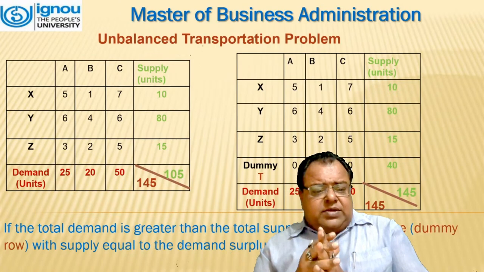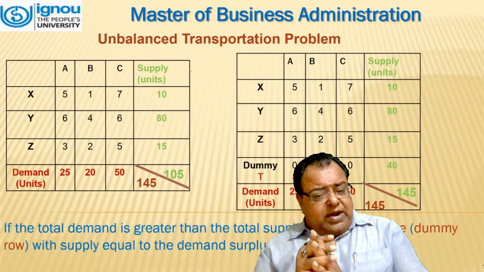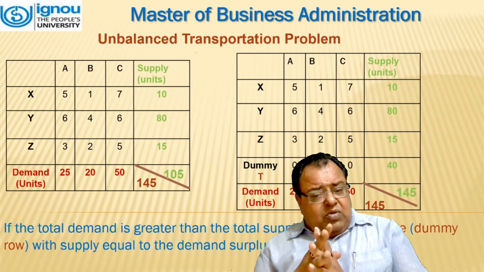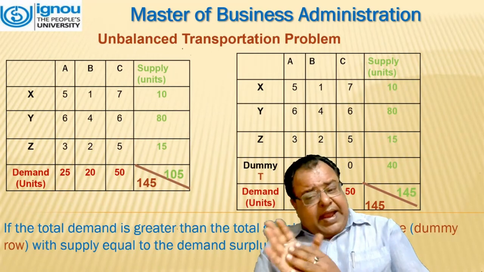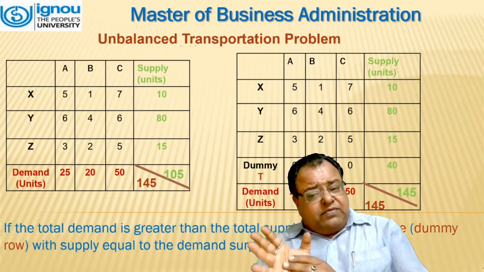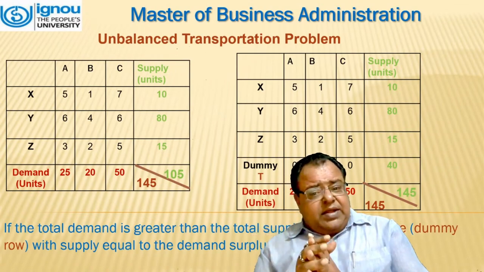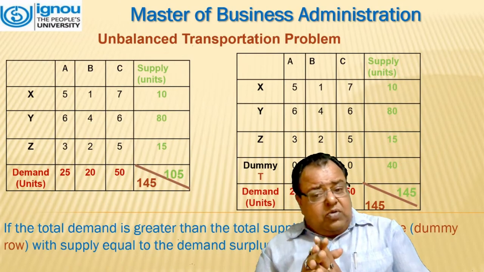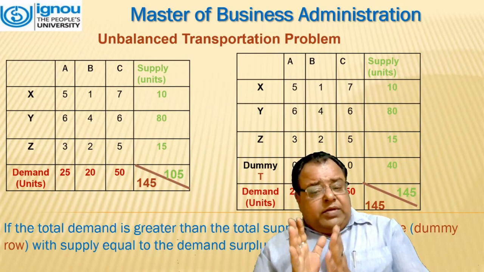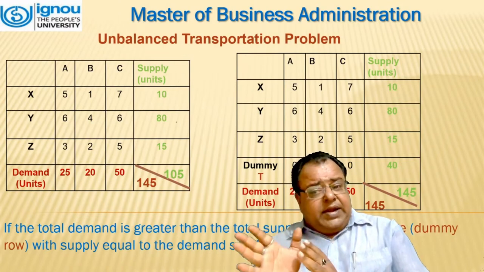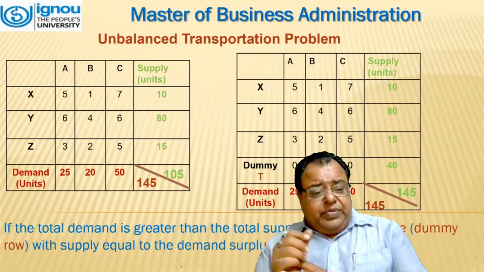The problem is we have a demand of 145 and we have a supply of 105. So in that case, we will be adding a row in which the unit values will be 0 and we will be adding a supply of 40. So here we can see we have added a fourth row, which has a unit value of 0 and the assigned supply unit is 40.